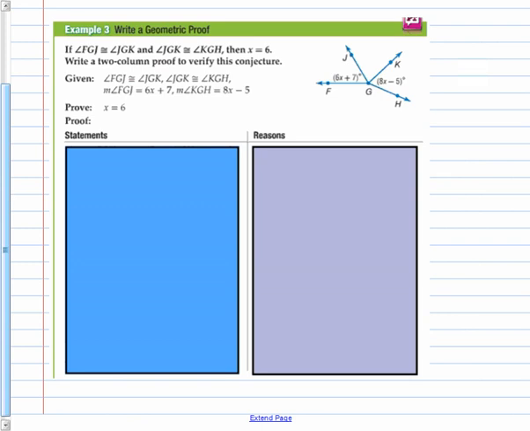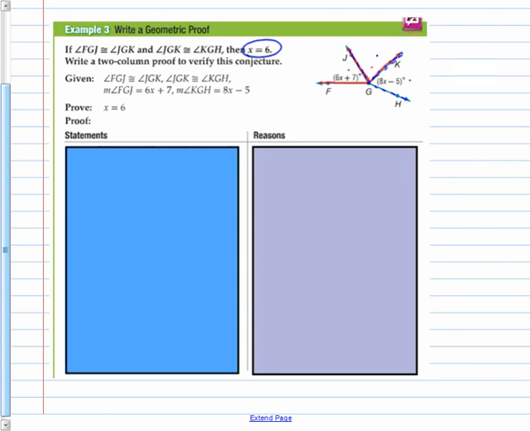They say if angle FGJ, so that's the angle right there, is congruent to angle JGK, so that's this angle right over here, those are the two angles, and angle JGK is congruent with angle KGH, so those are these two angles right over here, then x must equal 6. Write a two-column proof to verify this conjecture.